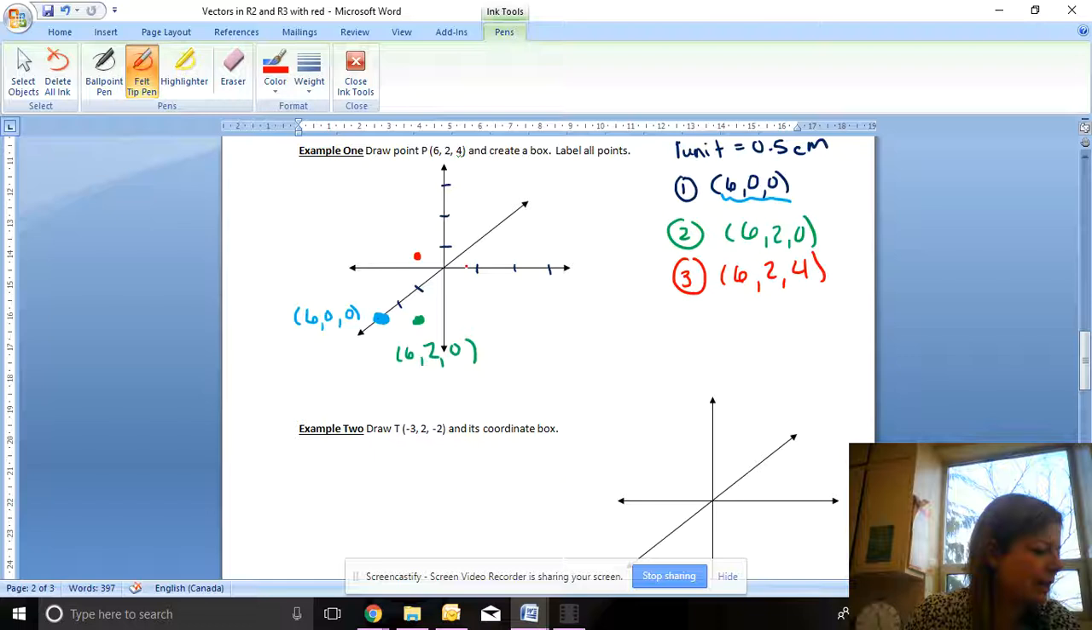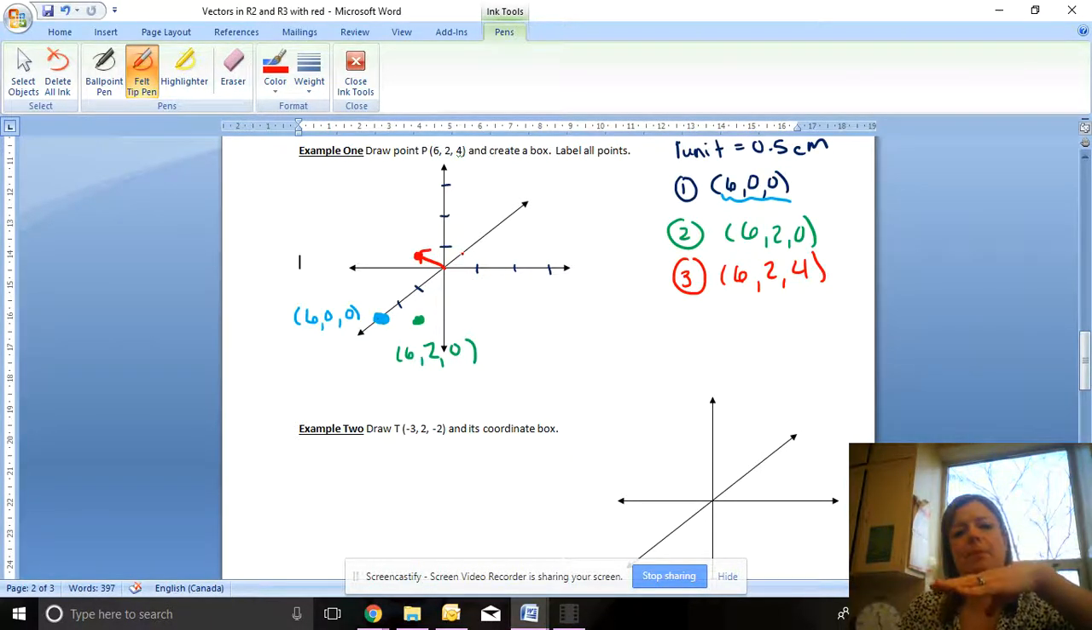Oh, it's hard to write in here. 6, 2, 4. Okay, I'm going to label that later when I see where my box is. But that's 6, 2, 4. Okay, so now I can draw my vector OP. So imagine the box is sitting on top of this positive XY plane. So X, Y, Z, and then going up. That's where the box is going to be.